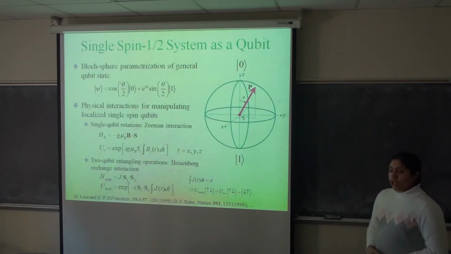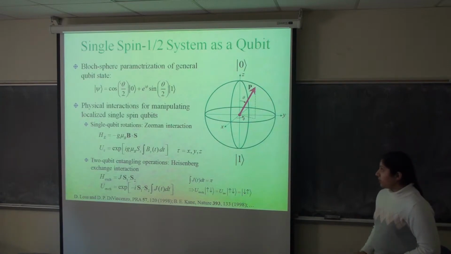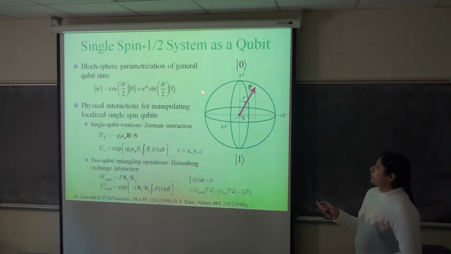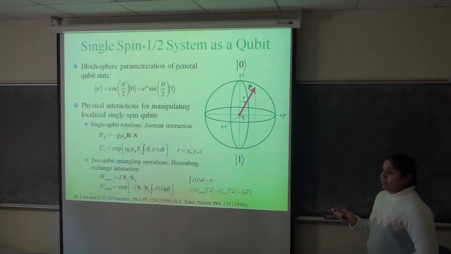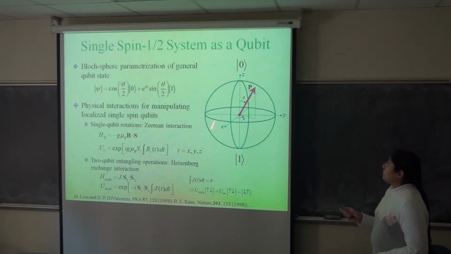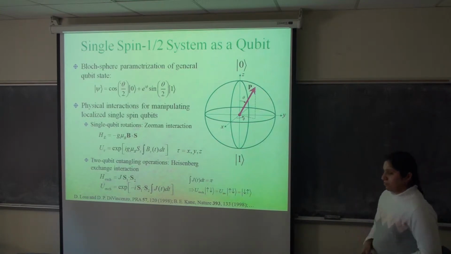And so the most general state of a single qubit can be written as a linear superposition of the basis states. And if we write that superposition like this, using angular spherical coordinates, then we can visualize this single qubit state as a vector on a sphere. And this is known as the Bloch sphere picture, and it's a three-dimensional representation of a single qubit state in which the basis states are at the poles along the vertical axis.